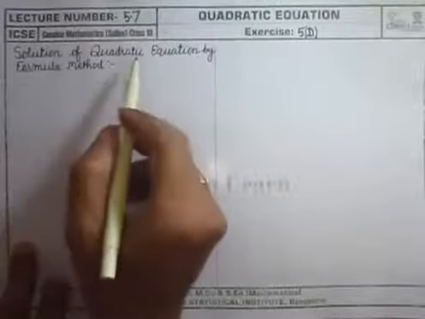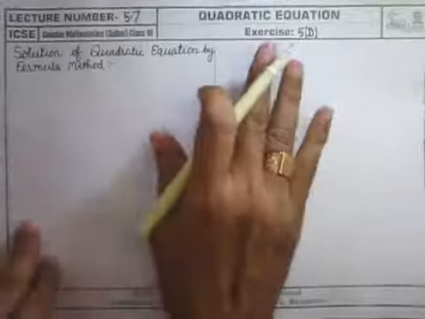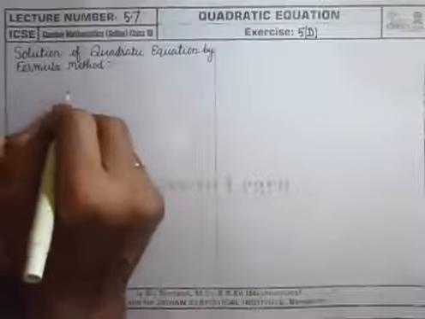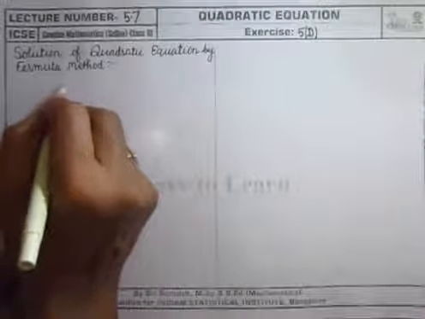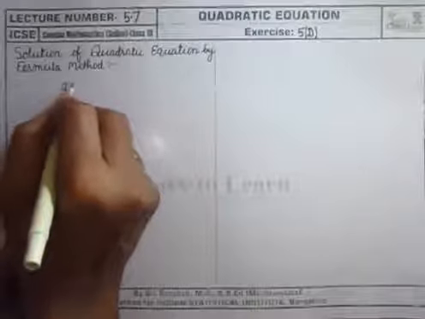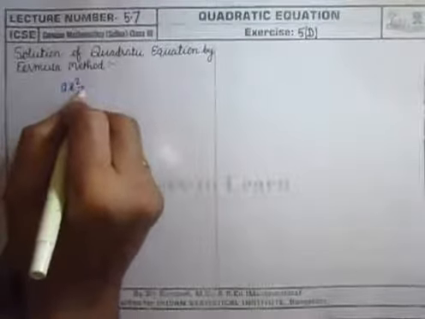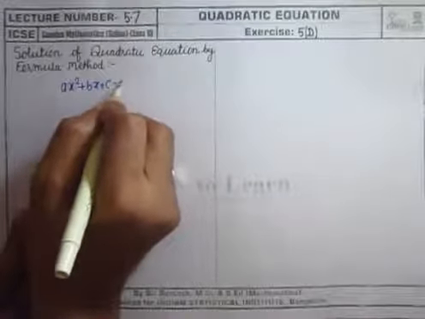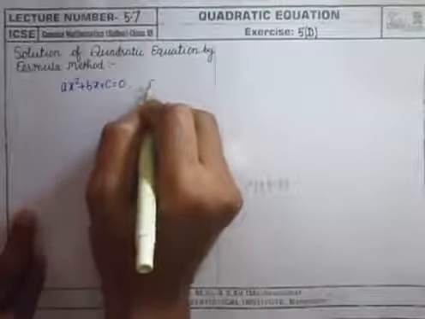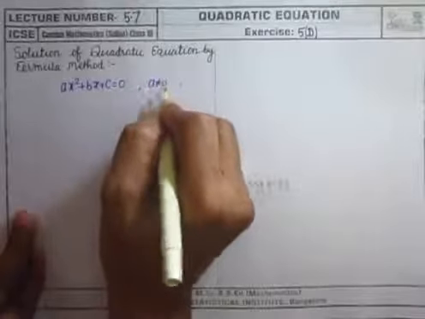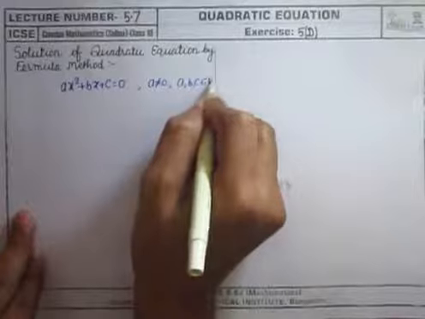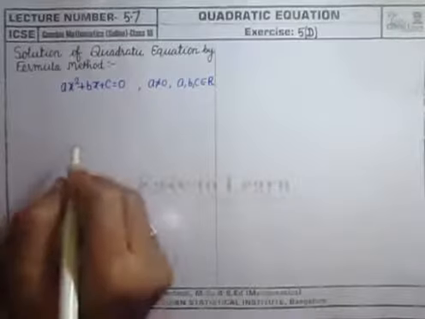Solution of quadratic equation by formula method. This exercise is based on the solution of quadratic equation by formula method. So let us consider a general equation: ax square plus bx plus c equal to 0. This is the general equation where a is not equal to 0 and a, b, c all are real numbers.